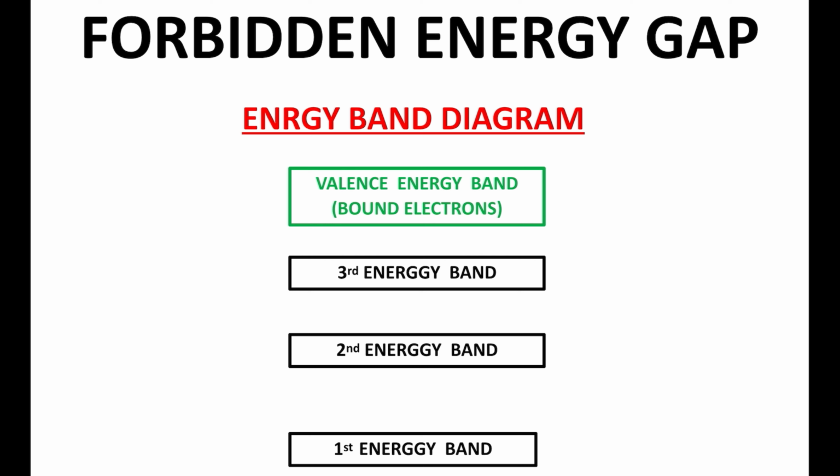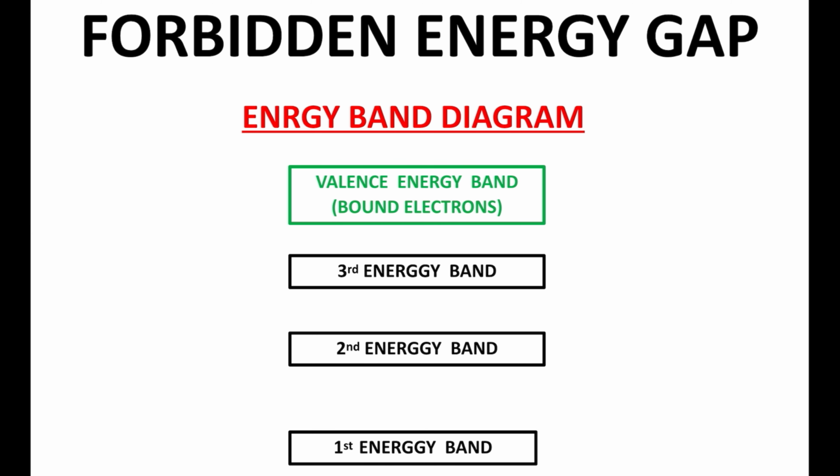The closely spaced energy levels of electrons form energy bands. Energy band of electrons belonging to first orbit of all the atoms is called first energy band. Similarly, energy band of electrons belonging to second orbit of all the atoms is called second energy band, and so on. Energy band of electrons belonging to valence orbits of atoms is called valence band, and it has bound electrons which take part in chemical bonding.